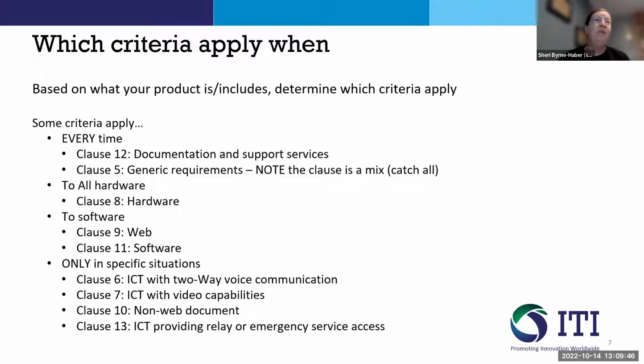For software, you have clause 9, which is web, and clause 11, which is software. And then clauses 6, 7, 10, and 13 are very specific and don't apply to most situations, but they do apply when they're relevant. So ICT with two-way voice communication, if you're selling that, you have to complete clause 6. ICT with video capabilities, if you're selling that, you have to fill out clause 7. If you have non-web documentation, you have to fill out clause 10. And for relay and emergency service access, you have to fill out clause 13.